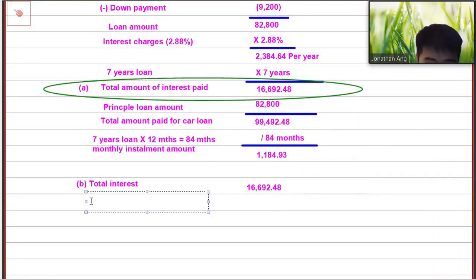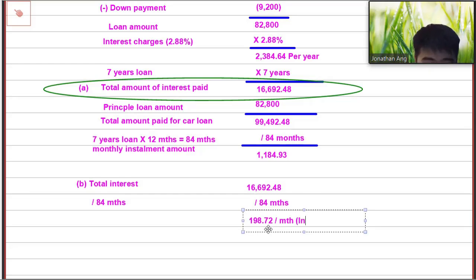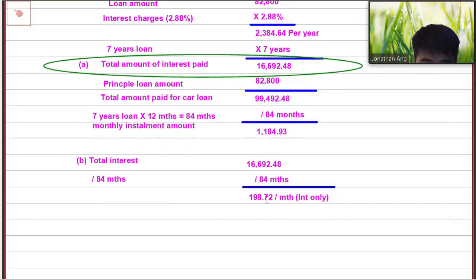First of all, your total interest paid is supposed to be 16,692.8. If you divide it by 84 months, then you are able to calculate how much you are paying for interest only each month, because the question already says straight line method. Straight line means simple interest. So if you calculate this, you are getting 100. Remember, this is for interest only.